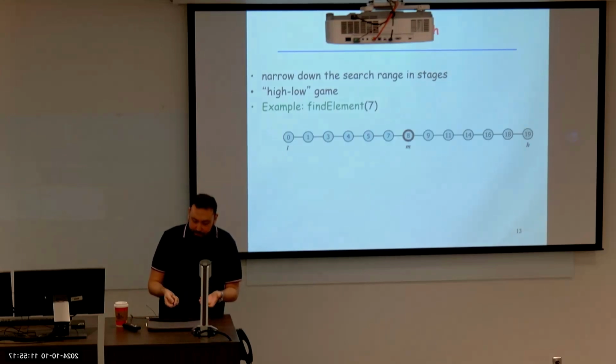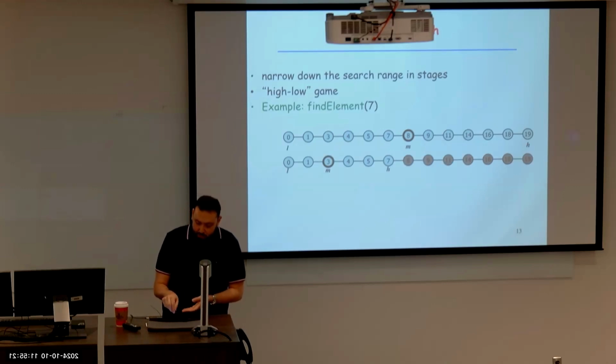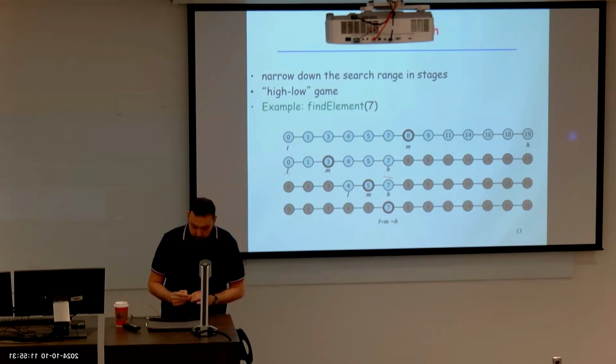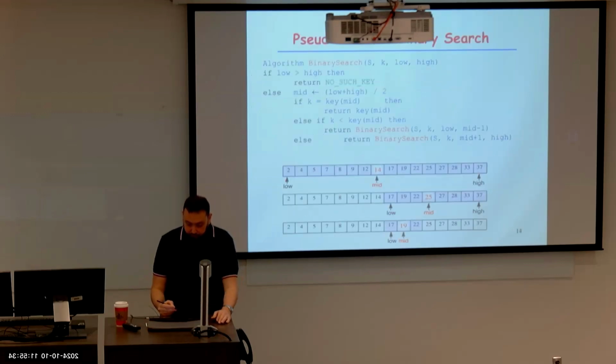So let's take an example here. We want to find 7. We go again and calculate high and low again. We didn't find it. 7 is greater than 3 again, and then I'll find it here. Very good.